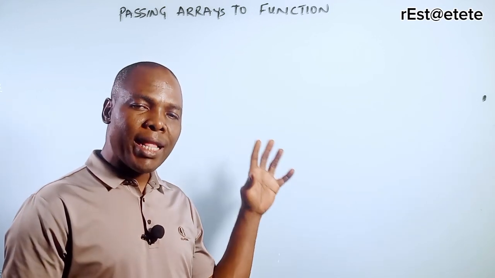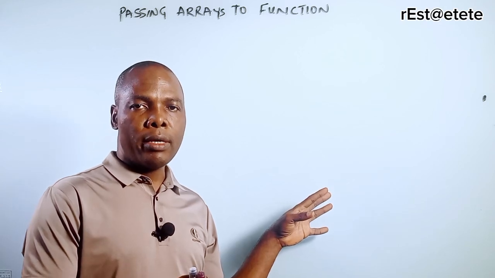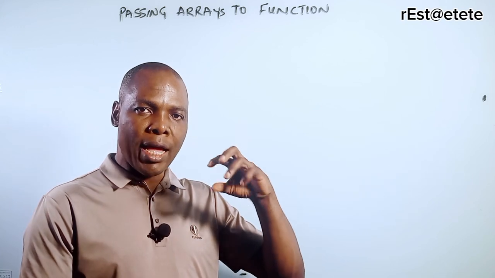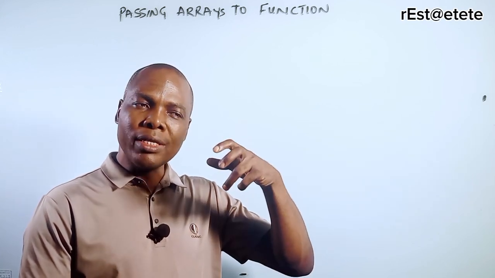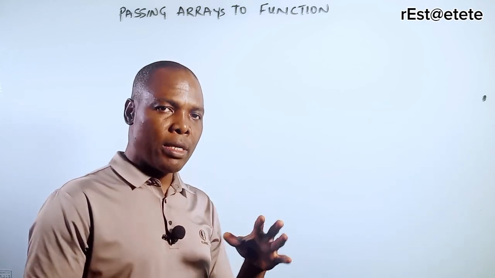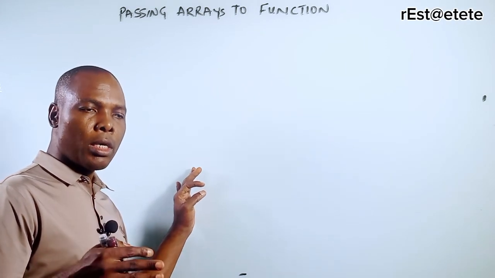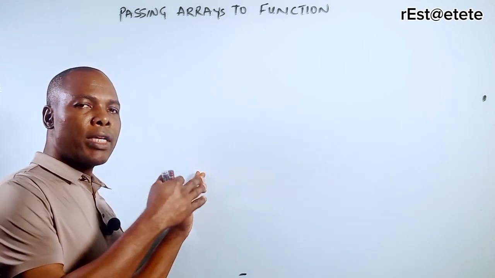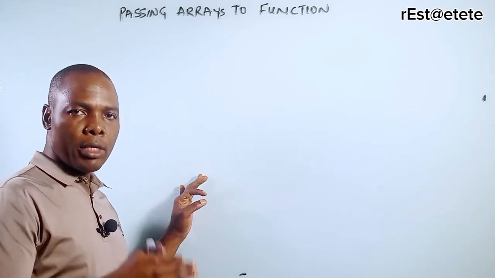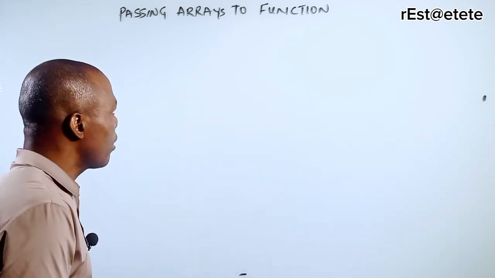So when you are passing an array to a function, it's actually called by reference, right? You are calling by reference, meaning you are sending a pointer to the address of the first element of the array. And that is the beauty of an array. If the data is much, using an array and passing it to a function will help to speed up the whole process. So today I'm going to show you just one of that.